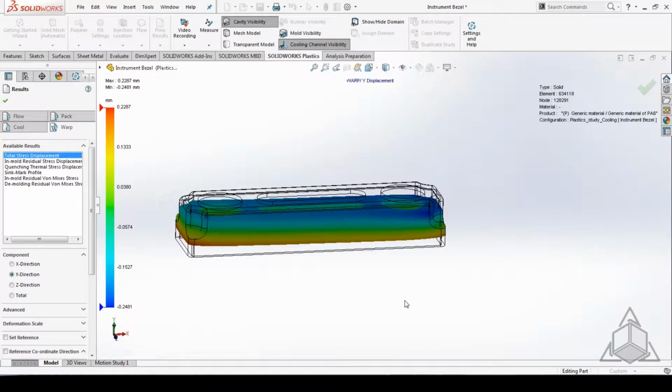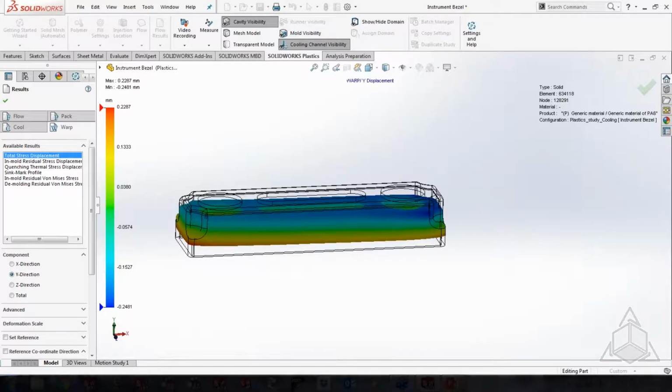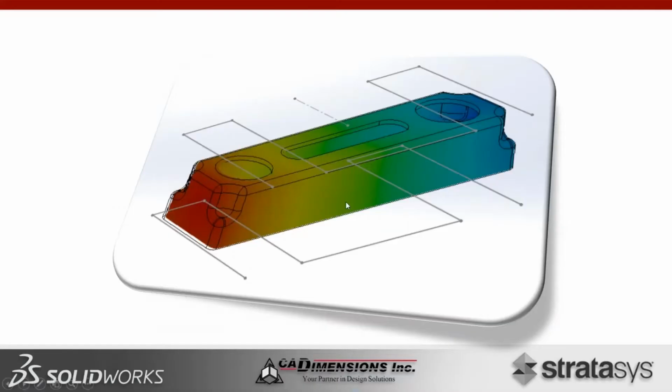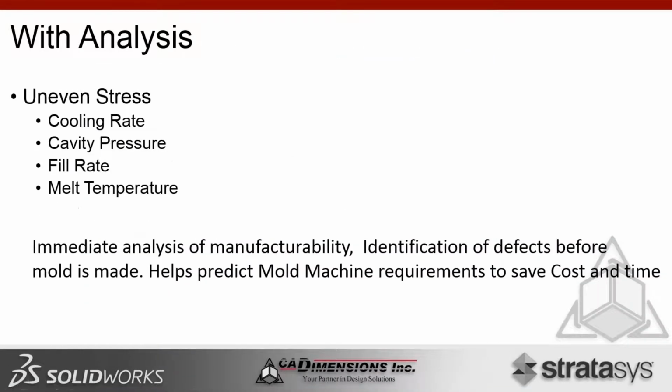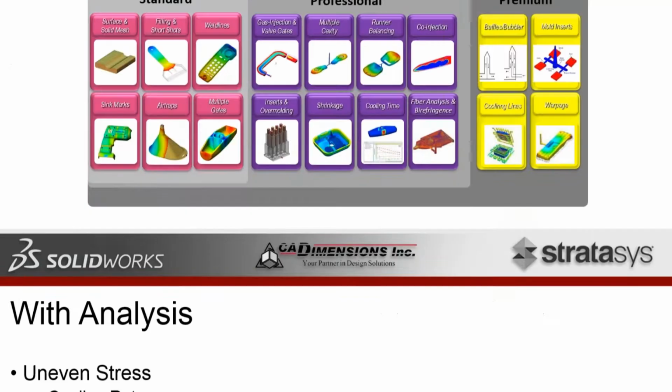So I went really fast here. I've identified a few things. I'm just going to go back here. Things like the cooling rate. We can modify the cooling lines, the cavity pressure. We can adjust the hold times, the fill rates, which will affect our pressure. And then our melt temperatures, adjusting the viscosity, all in the name of trying to predict the mold machine requirements and manufacturability of this part with that particular material.